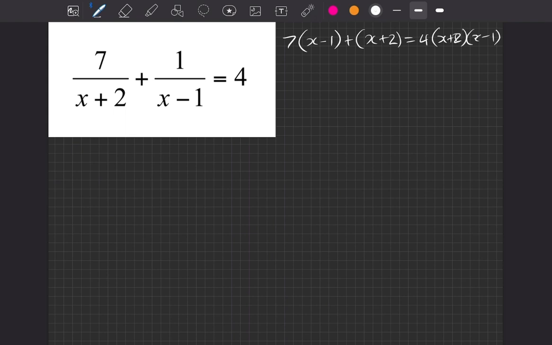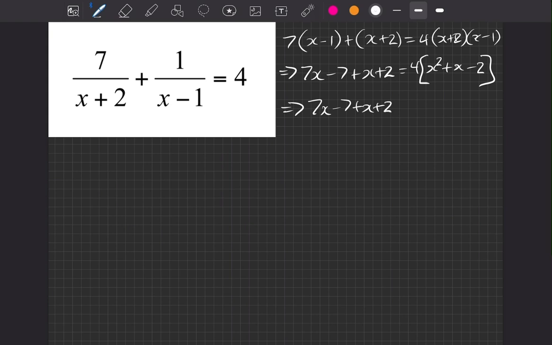Our next step then is we're going to expand everything out, so we get 7x minus 7 plus x plus 2 is equal to, and if I put a 4 at the front and expand these brackets, we get x squared plus 2 minus 1 makes plus 1, and then 2 minus 1 makes minus 2. Let's expand that bracket out quickly. So 7x minus 7 plus x plus 2 to stay with us is equal then to 4x squared plus 4x minus 8. And now then, let's collect our like terms.